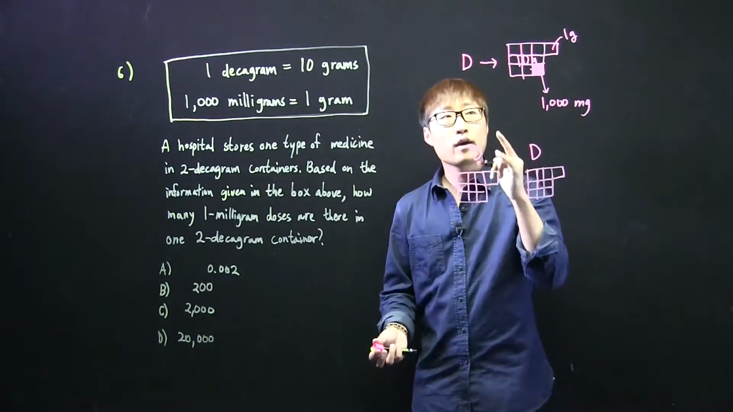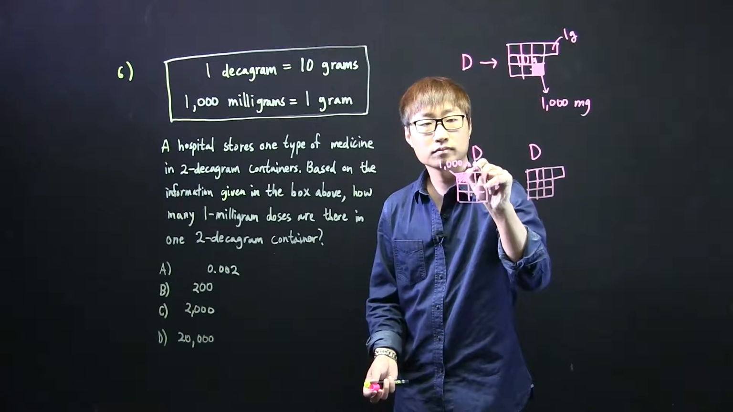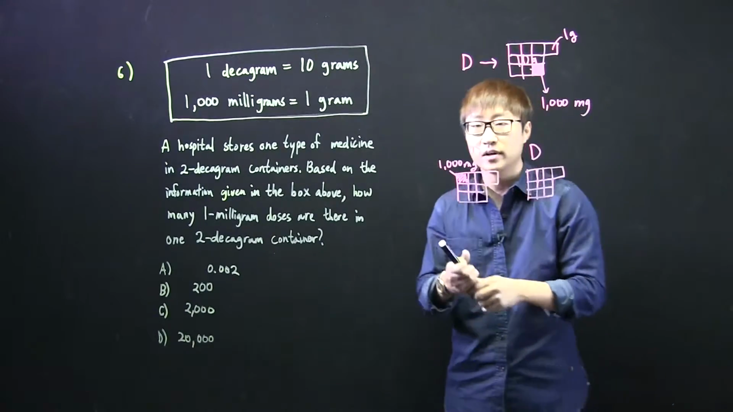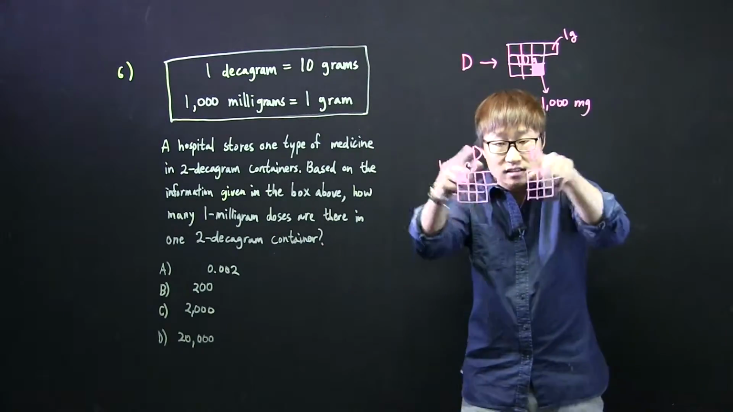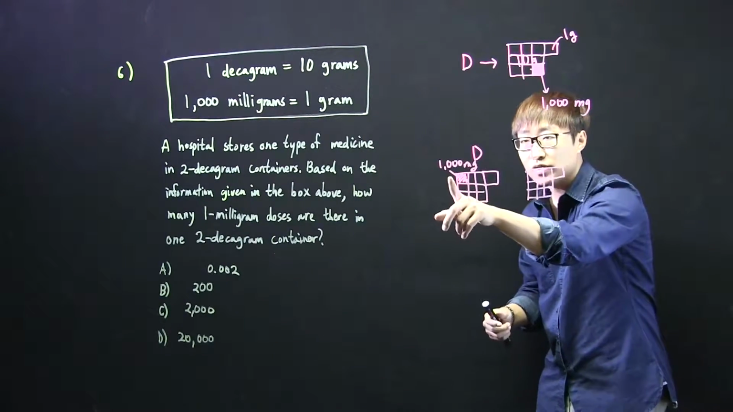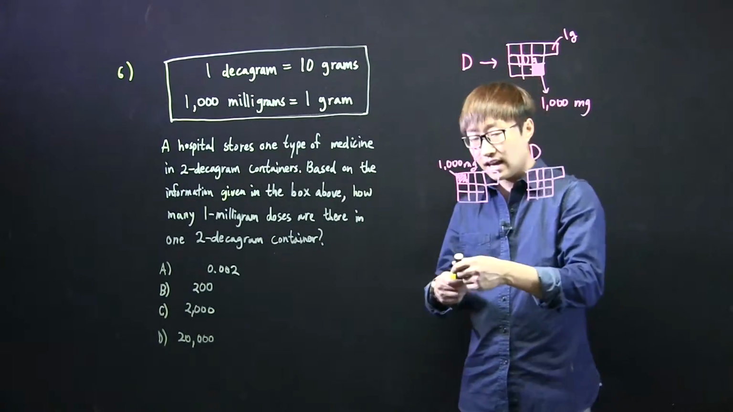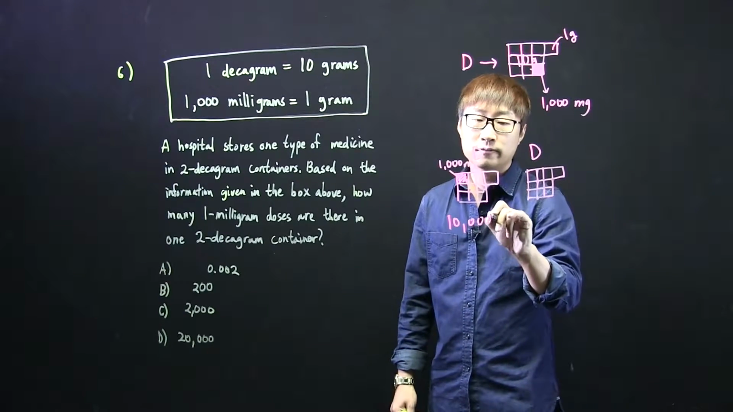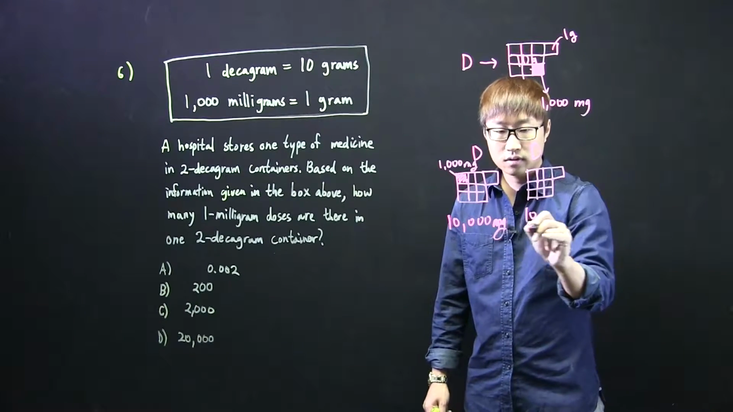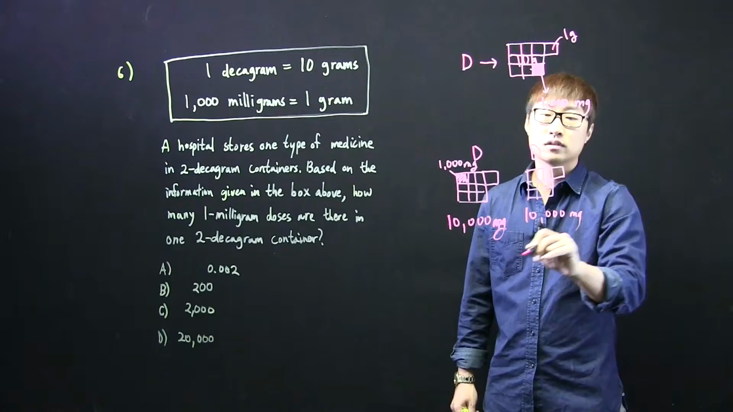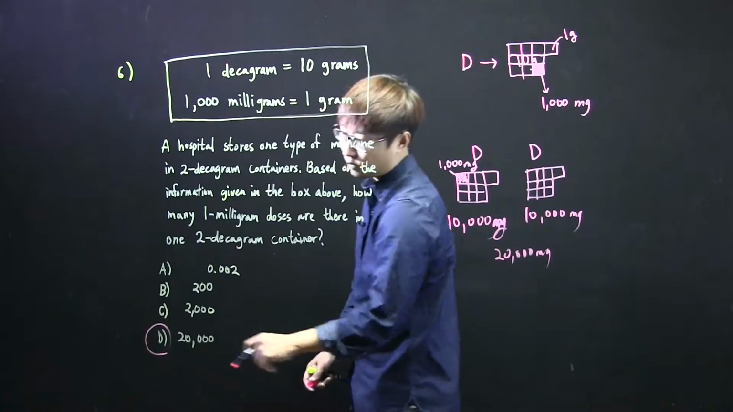So, we just said this one box is 1,000 milligrams, right? So take a look. You've got a whole bunch of milligrams here, because we're asked how many 1 milligram doses are there in these 2 Ds. But take a look. That's 1,000. That's another 1,000, 1,000, 1,000, 1,000. It's a whole lot of thousands. AKA, that total over here would be 10,000 because I've got 10 of these 1,000 milligrams. And that's also 10,000 milligrams. So the total is 20,000 milligrams, AKA my answer choice D.